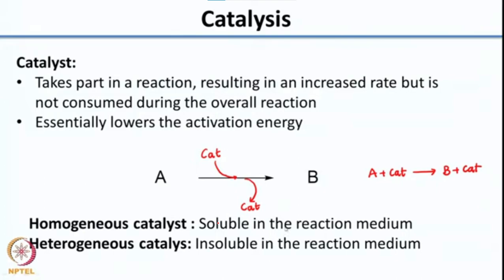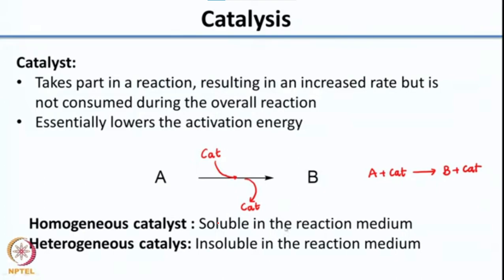So, the catalyst which has the same phase as the reactant and other solvent possibly present in the reaction. Homogeneous means it has a homo phase, the same phase. Because of the same phase, it's called a homogeneous catalyst, which is soluble in the reaction medium, right? The second thing is the heterogeneous catalyst. A heterogeneous catalyst is insoluble in the reaction medium, which means the phase of the catalyst will be different from the phase of the reactants, solvent and products.